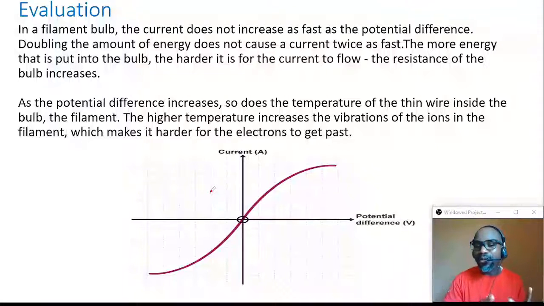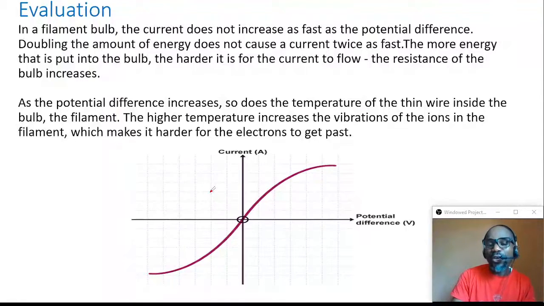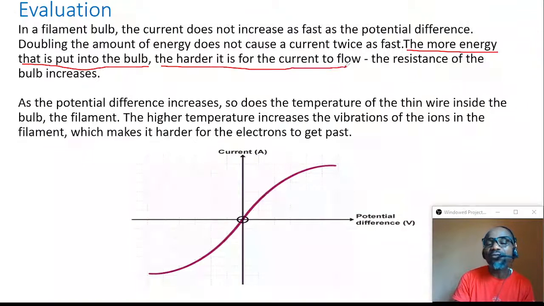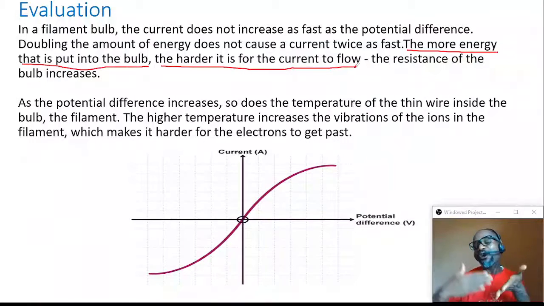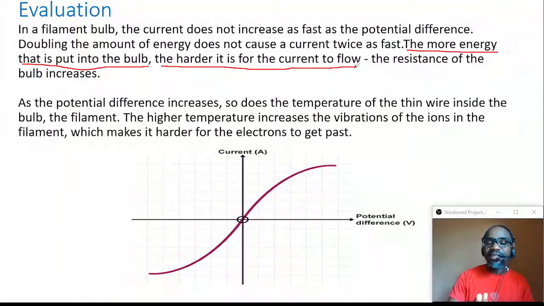The more energy that is put into the bulb, the harder it is for the current to flow. I repeat, look at this very important statement. The more energy put into the bulb, the harder it is for the current to flow. The resistance of the bulb increases. So the more you pump energy into the bulb, the harder it is for the current to flow, because the resistance of the bulb will also increase. We need to know that.